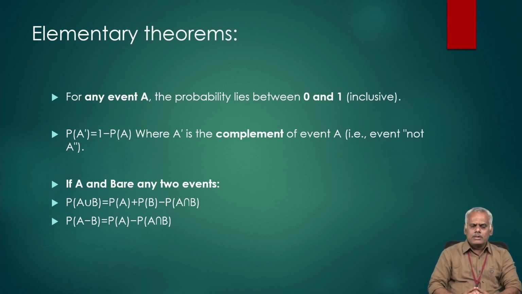Probability of A complement is equal to 1 minus probability of A, where A prime is the complement of A, that is the event of A not happening. And if A and B are any two events, not necessarily disjoint, then probability of A union B is equal to probability of A plus probability of B minus probability of A intersection B. And one more elementary theorem is probability of A minus B, that is only A not B, is equal to probability of A minus probability of A intersection B.